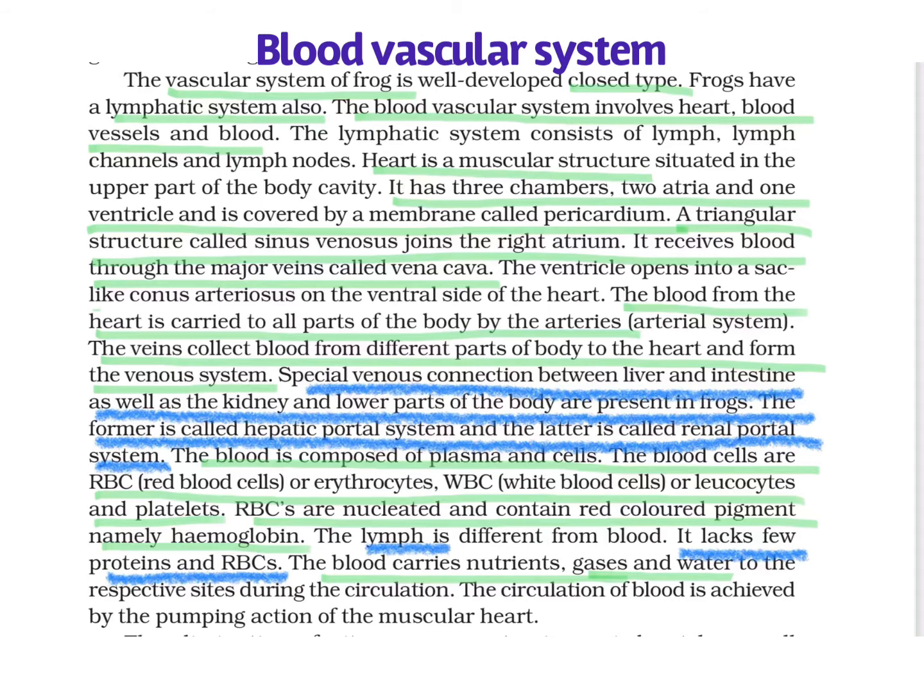The blood carries nutrients, gaseous substances and water to different parts of the body, and it is involved in circulation. The circulation of blood is achieved by the pumping action of the heart. Okay. So in this way we can describe the blood vascular system found in the frog.